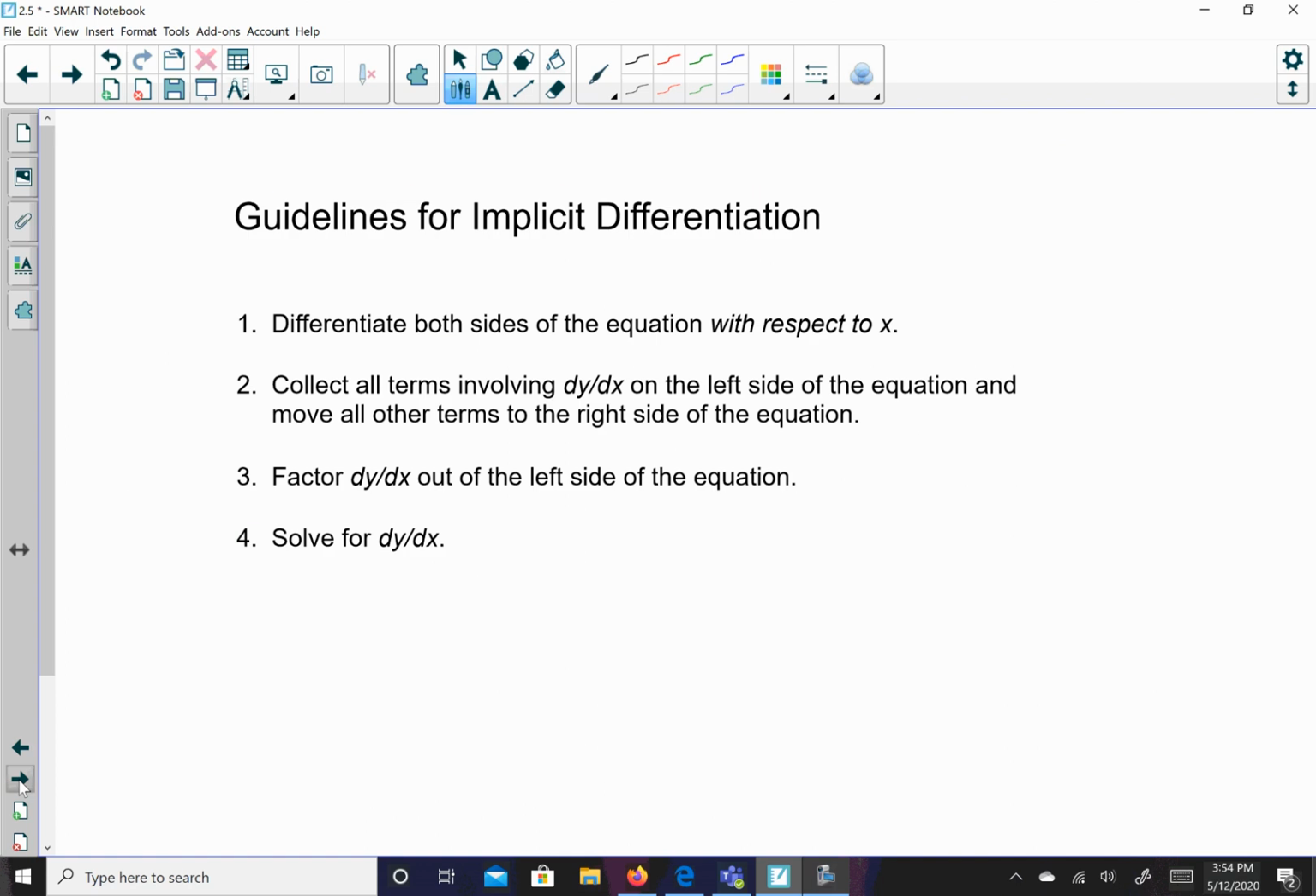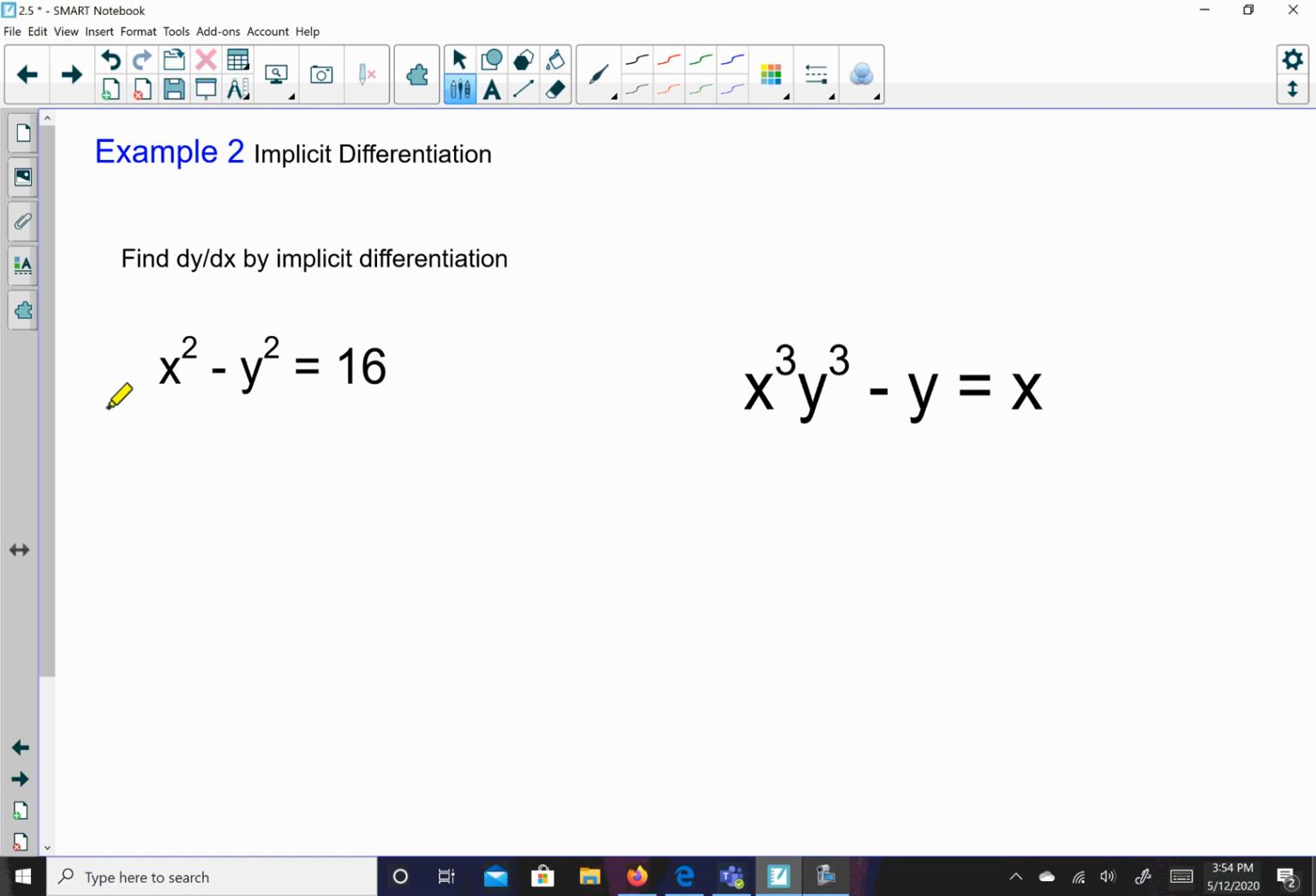The simple guidelines for doing this is you're going to differentiate both sides of the equation with respect to x. You're going to collect anything that has a dy dx on one side of the equation. Anything that doesn't have a dy dx will go on the other side of the equation. And then you're going to factor out the dy dx, and then you're going to solve for the dy dx. So let's do one, because I think it makes more sense to actually do one. So here's a simple one.